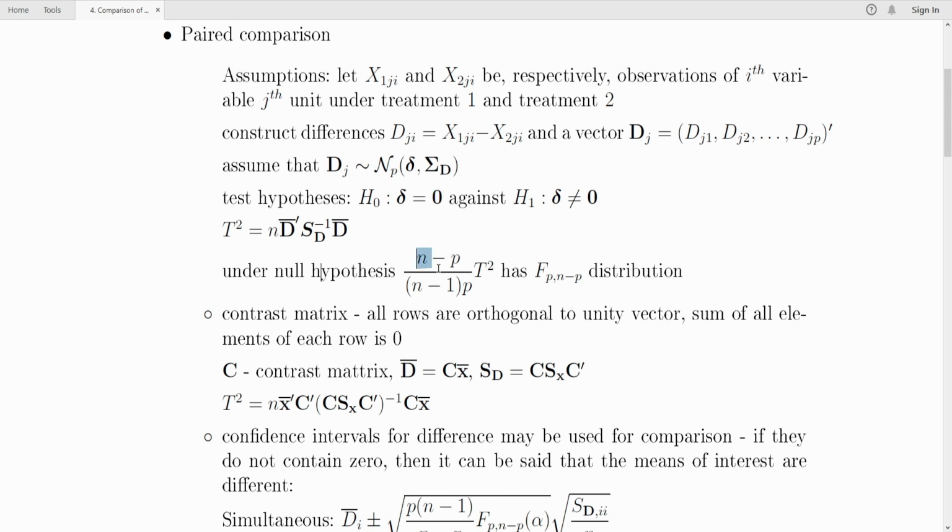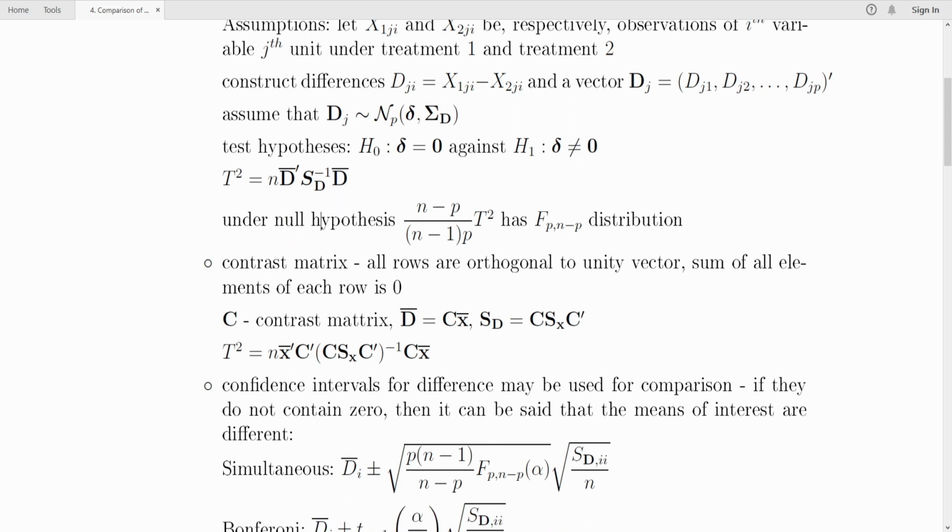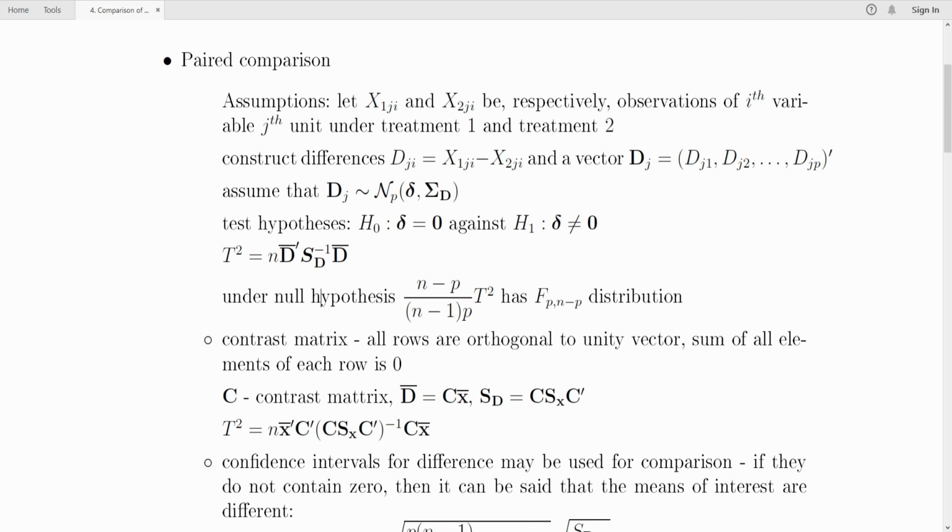This is basically the same procedure as we had in the previous lecture, but instead we first need to compute the differences and to pair the corresponding units for each treatment. So these null hypotheses actually mean that there are no average differences between the two treatments. So this is why we are interested in the zero vector.